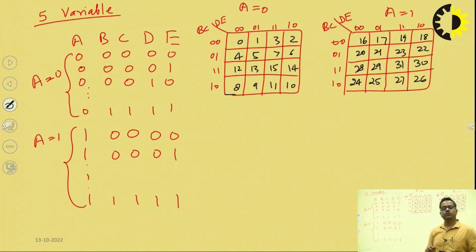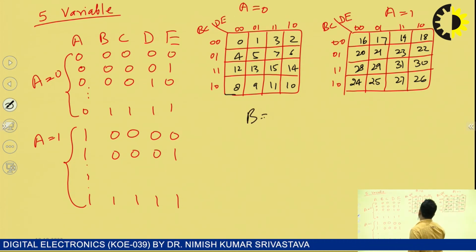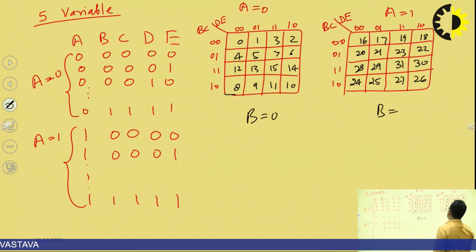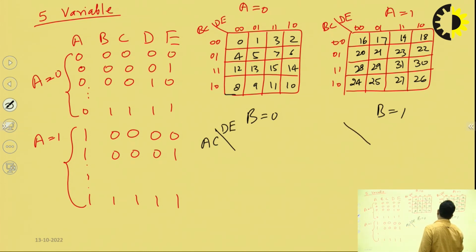I am leaving it up to you: suppose we are taking variable B as 0 and variable B as 1. In that case, what will be the combination that will be written here? It is A, C and DE. Similarly, on this side, it will be written as AC and DE. So while filling the decimal value, you have to be very careful about the combination. While filling the values, you have to take the value as A, B, C, D, E in this way. In this way, you have to write the decimal values.